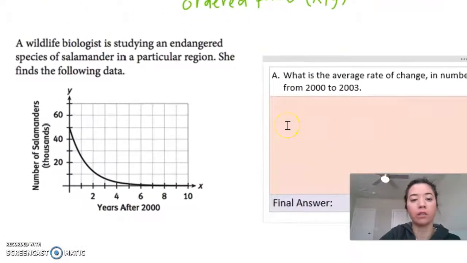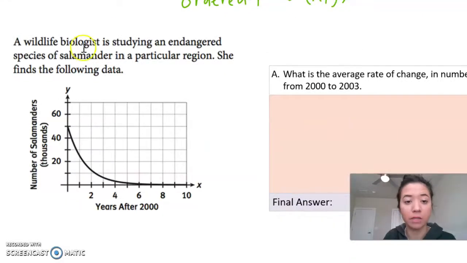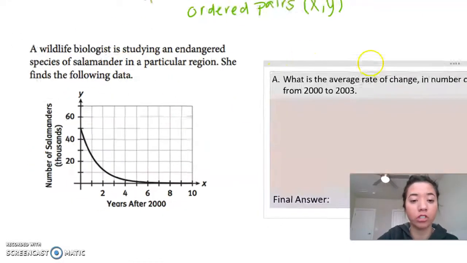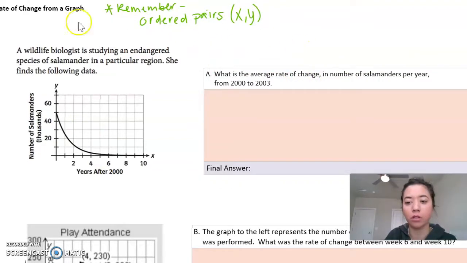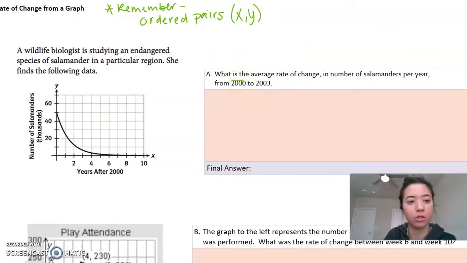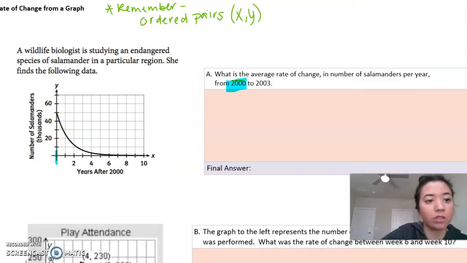So here we have a wildlife biologist studying an endangered species of salamander in a particular region. She finds the following data. All right, and we have a lovely graph here. And then I ask, what is the average change in numbers of salamanders per year from 2000 to 2003? So on 2000, I'm looking here first because I'm starting at 2000. So I'm going to look at what that point is.